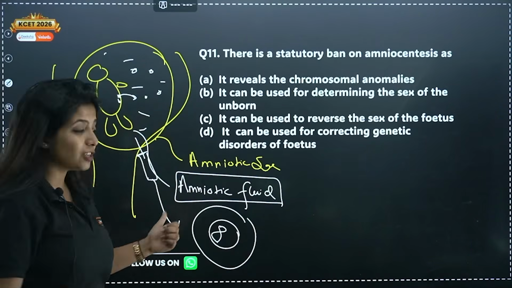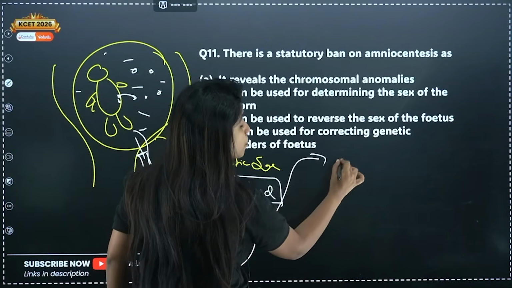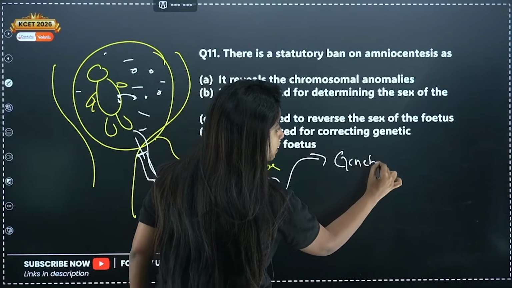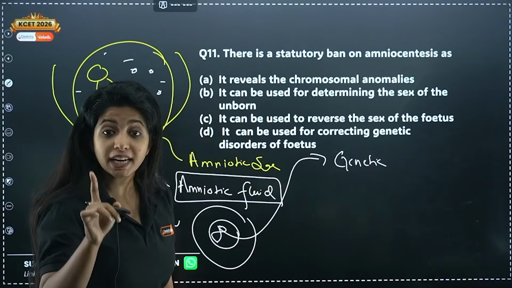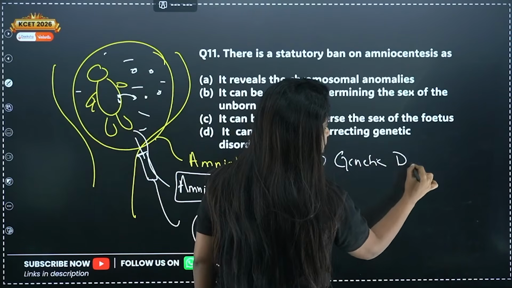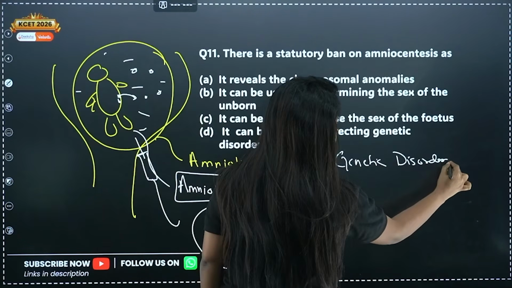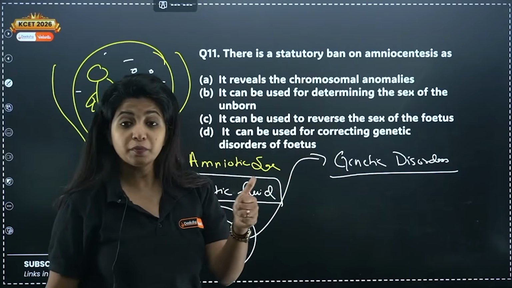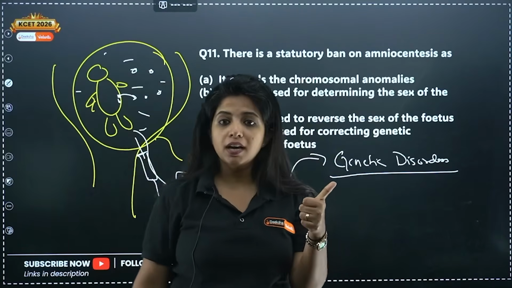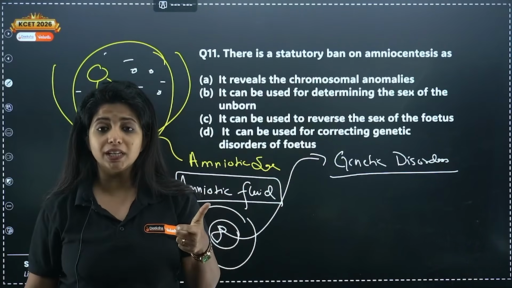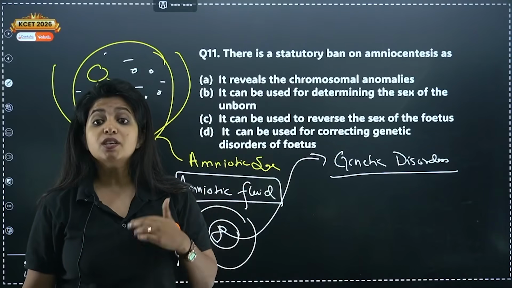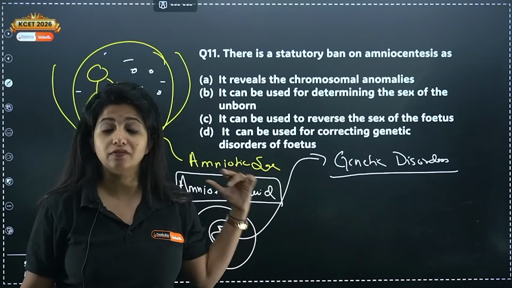So with the help of this chromosome analysis, I get to know the genetic disorders that are there in the baby. What disorders? The genetic disorders. Genetic disorders like what? For example, Down syndrome is a genetic disorder. We studied it in principles of inheritance and variation. Apart from that, hemophilia is a genetic disorder. Thalassemia is a genetic disorder. So I can find that out with the help of this.